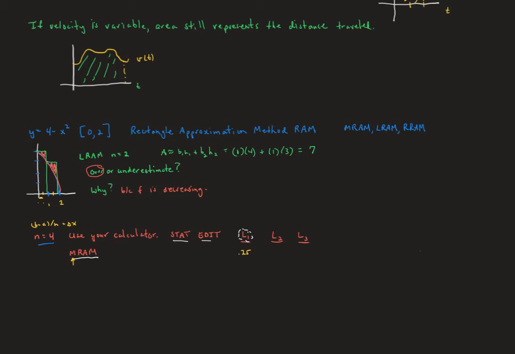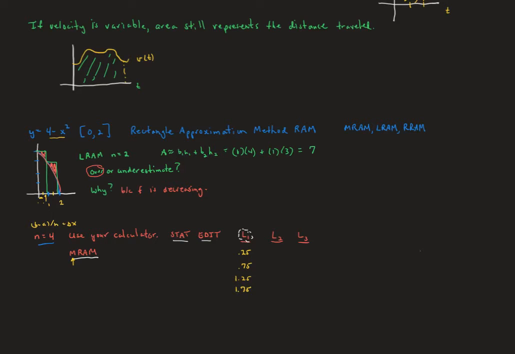Our rectangles are a width of 0.5, so the midpoint of the next rectangle is going to be adding 0.5 to the 0.25, which is going to be 0.75, and then 1.25, and then 1.75. So we can enter those into L1. In L2, we're going to get the heights of our rectangles, so we're going to evaluate the numbers we put into L1 in our function 4 minus x squared.